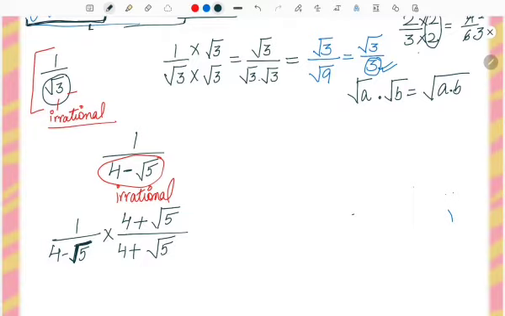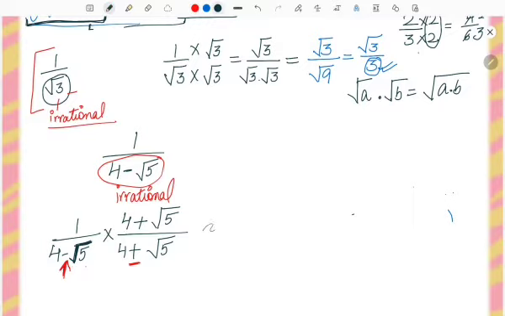What did we do? We used the opposite sign of the sign that is given to us. Here the negative sign is given, right? So what sign did I use to multiply in the numerator and denominator? Plus. We kept the numbers the same, just made the sign opposite. If there had been a plus here, we would have used minus.